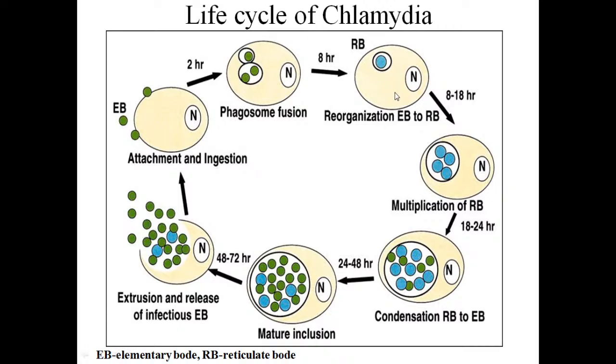Reticulate bodies start to multiply inside epithelial cells. And then after 24-72 hours, after 2-3 days, the reticulate body becomes an elementary body, and they are released from the epithelial cell and infect other epithelial cells in the human organism, in the tissue where they are located.